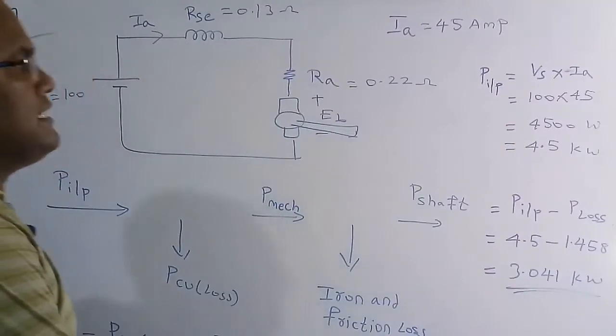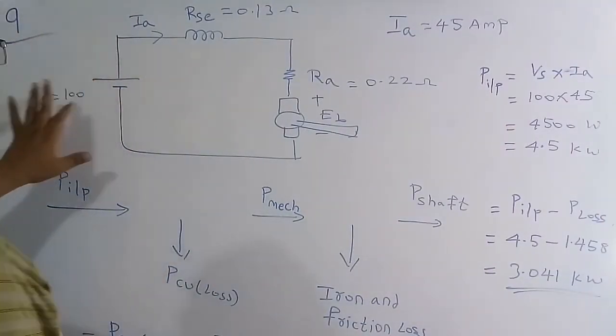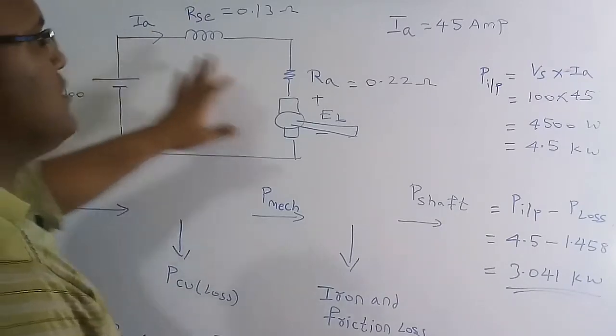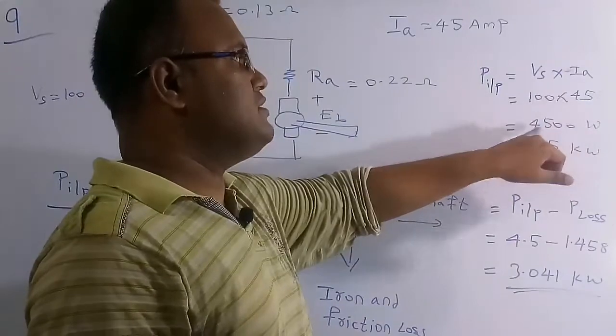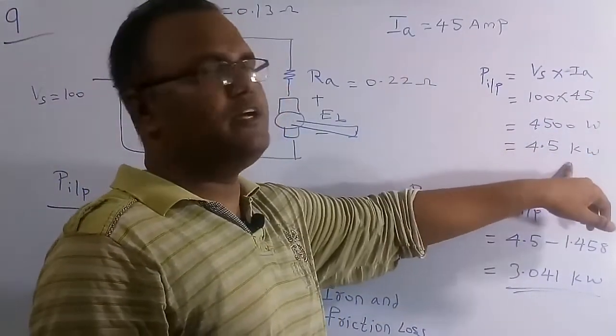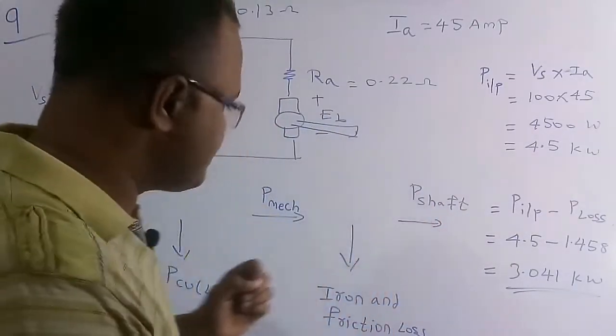So we have to find the electrical input power. Electrical input power is equal to supply voltage into supply current. The supply voltage is 100 volt and the supply current is IA, which is 45 ampere. So 100 into 45 is 4500 watt, which in kilowatt is 4.5 kilowatt. So the electrical input power is 4.5 kilowatt.